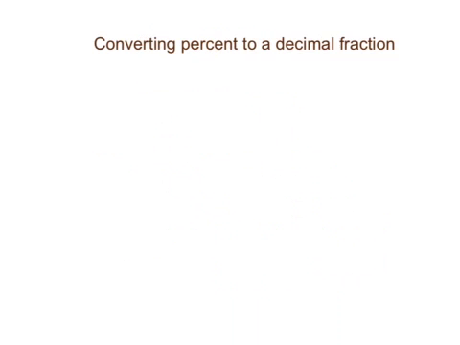Converting percent to a decimal, or a decimal fraction, is really just converting percent to a particular kind of fraction where the denominator is always either 10 or 100 or 1,000 or 10,000. It's always a power of 10. For example, suppose we needed to convert 67% into a decimal fraction. Well, we know that 67% is 67 parts per 100. That's 67 divided by 100. So all we really need to do now is divide this out and express it as a decimal.